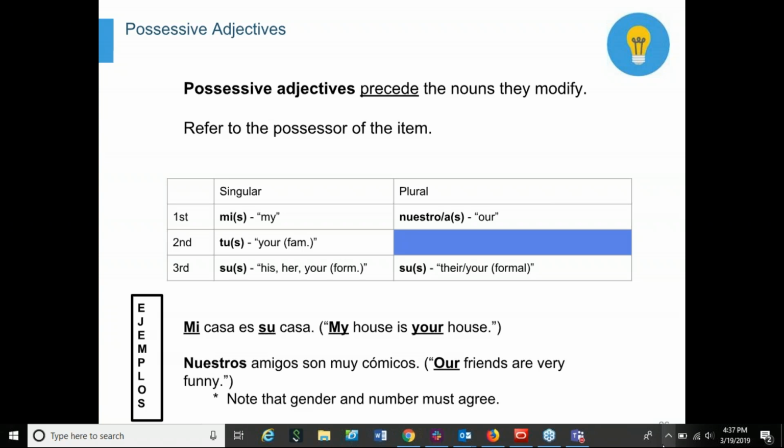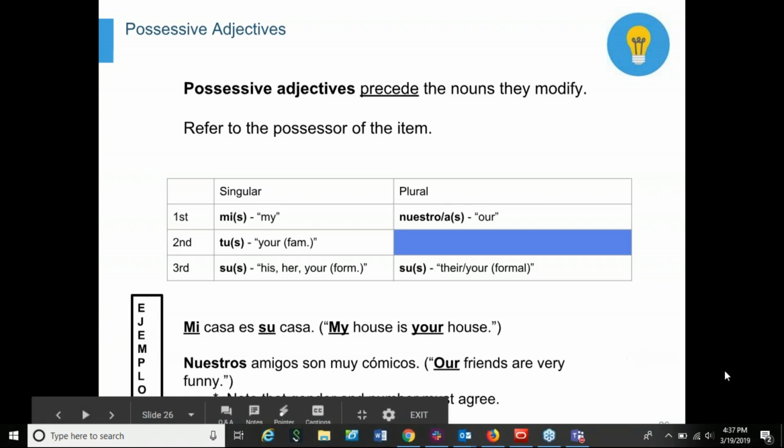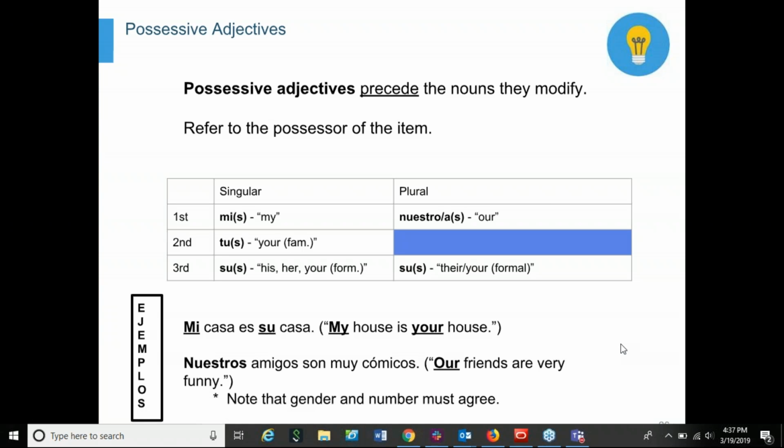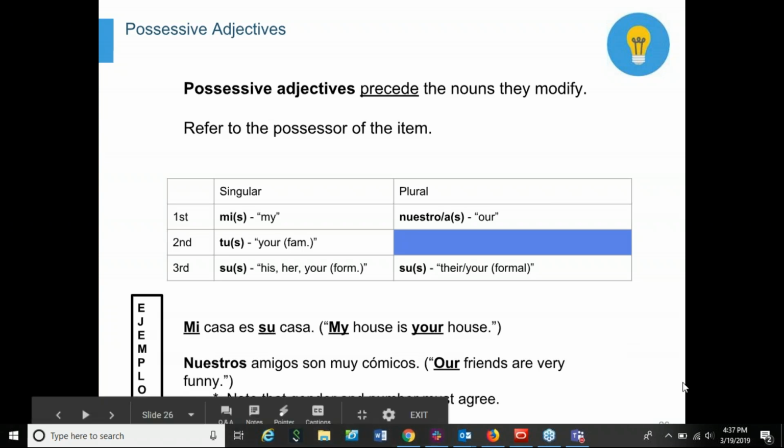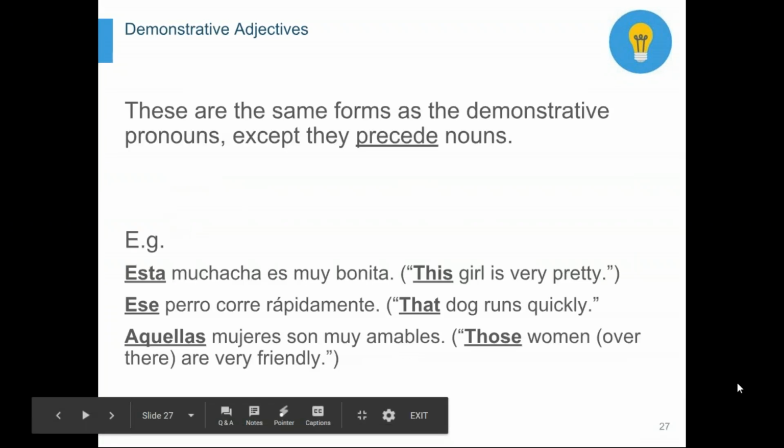Okay, so keep that placement rule in mind, keep the number and gender agreement rule in mind, and keep those possessive adjectives handy, very commonly used throughout our program. All right, and the last type of adjective that we'll discuss today is the demonstrative.